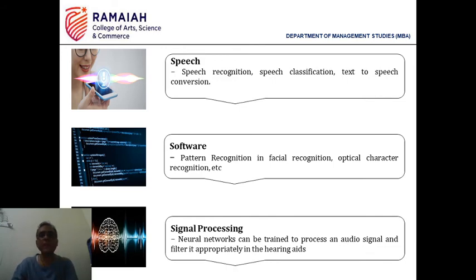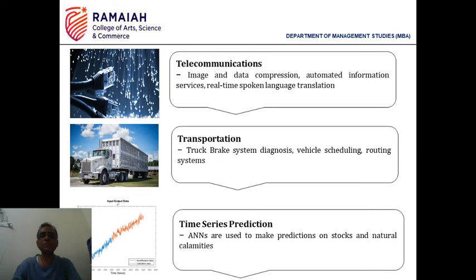Now the next one is the software. Pattern recognition, facial recognition, optical character recognition, all these are part of the software side. Then signal processing: neural networks can be trained to process an audio signal and filter it appropriately in hearing aids. Now the telecommunication side: image and data compression, automated information services, real-time spoken language translations, all these are part of the telecommunication network.